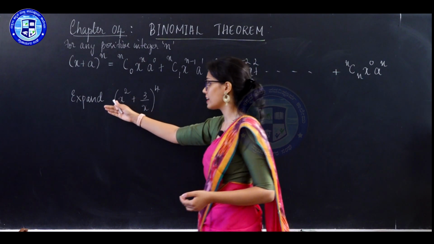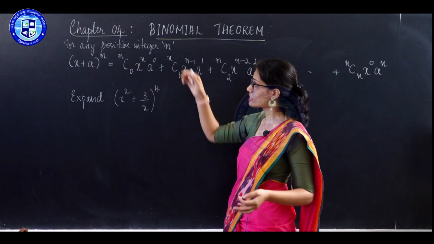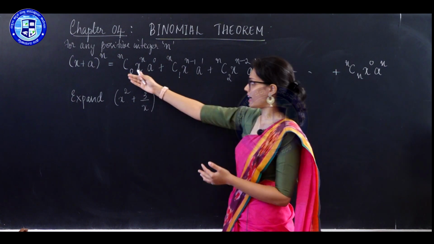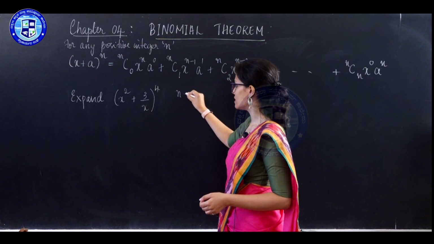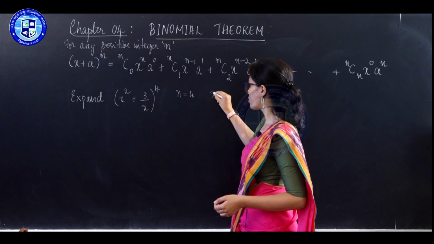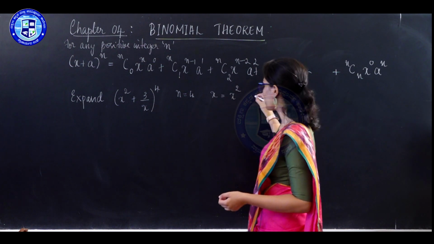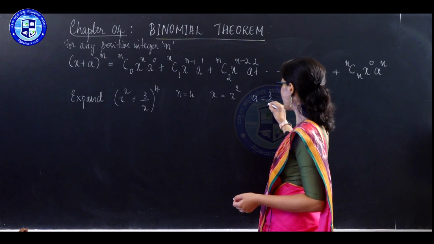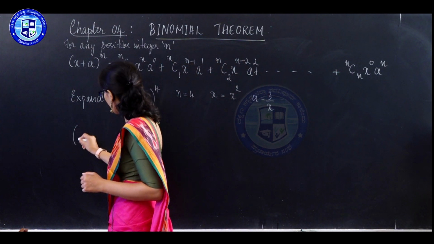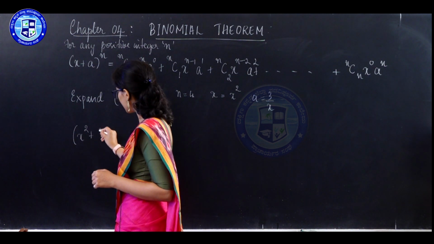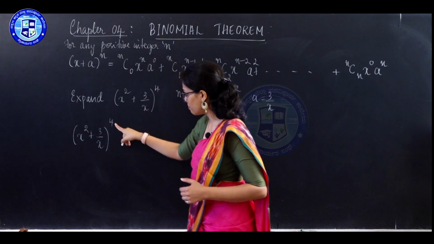First problem I have: expand (x square plus 3 by x) to the power 4 using the binomial theorem. I have the expansion over here. n value is equal to 4. In the place of x we have x square, and in the place of a we have 3 by x. Okay. Now let us write the expansion. (x square plus 3 by x) to the power 4. Now the power is 4.